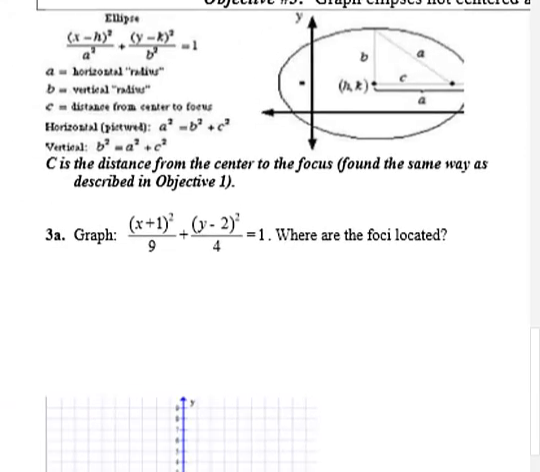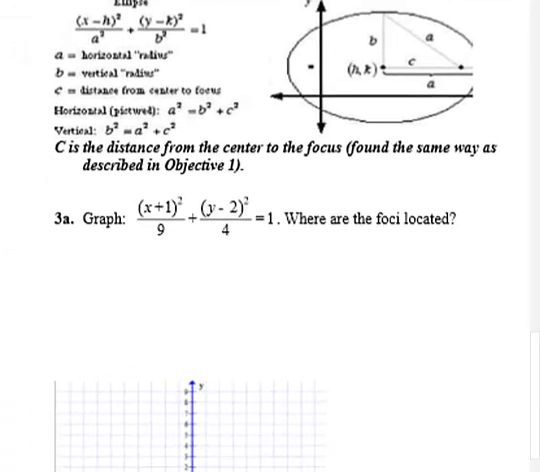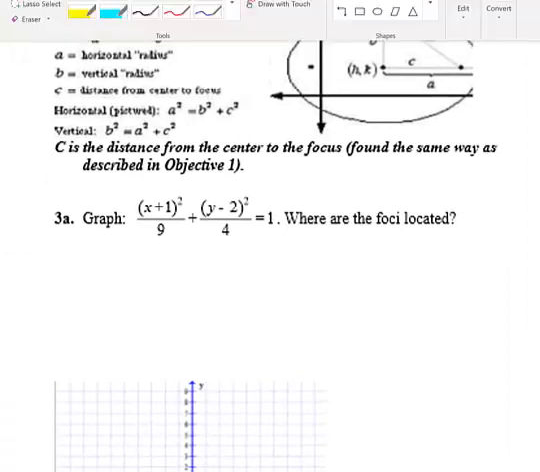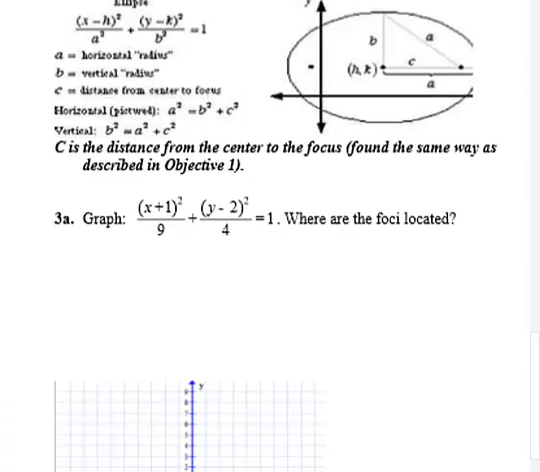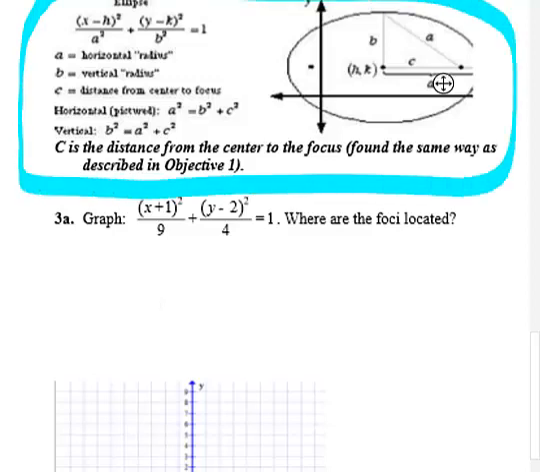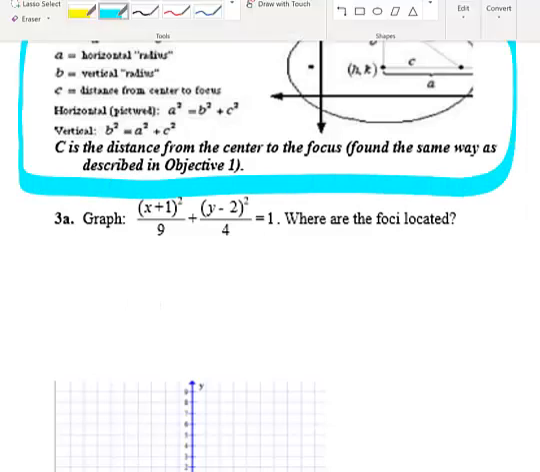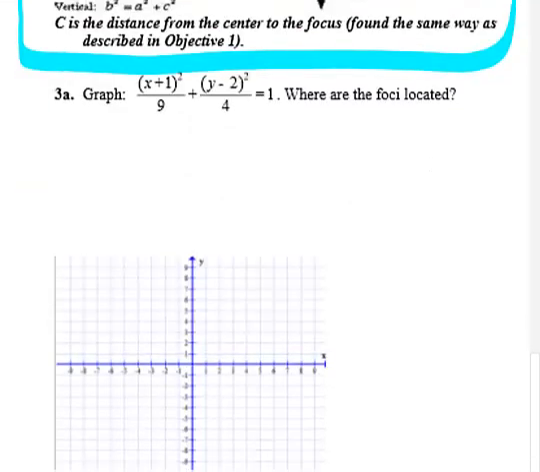All right, so this objective 3 now is talking about, well, what if you had an ellipse that was not centered at the origin? So that definitely complicates things, because so far all we've seen are ones that are centered at the origin. So okay. The only difference is, as you'll see in this first example, there are now numbers in the numerator with x and y. And those will represent the center.